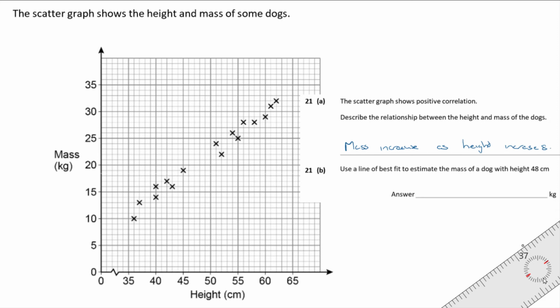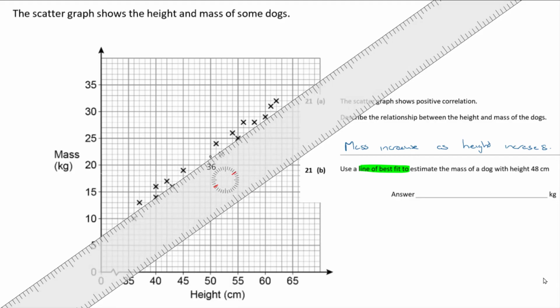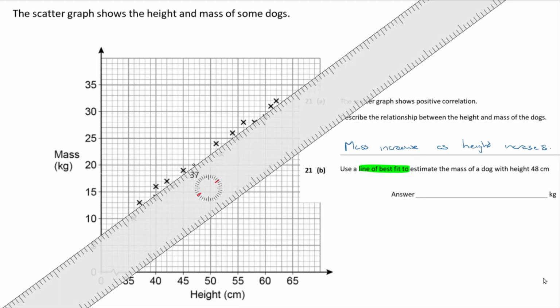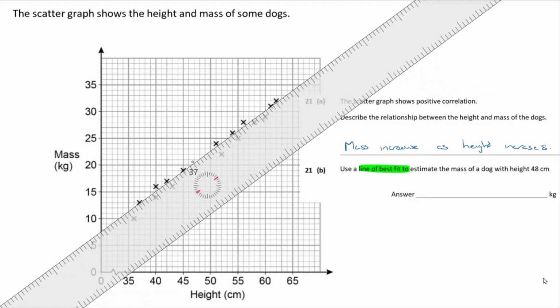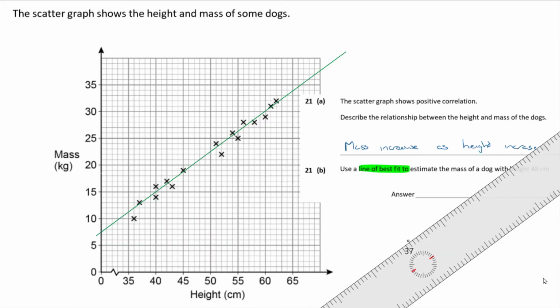Use a line of best fit to estimate the mass of a dog with height 48 centimeters. Well, the first thing we need to do here is add the line of best fit because we haven't got one. So using our ruler, just line up through the points, so you've got an equal number of points either side of the line. I think about there-ish. Okay, it's not an exact science. You will get marked on your own line that you draw. As long as it's vaguely through the points like that, you should be all right. So that's my line of best fit.